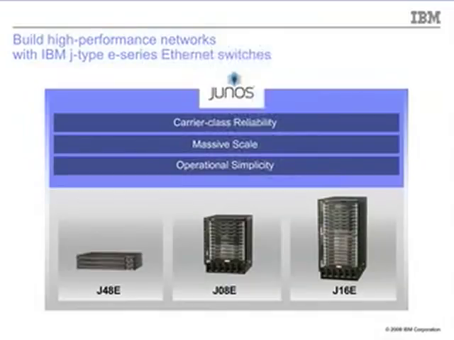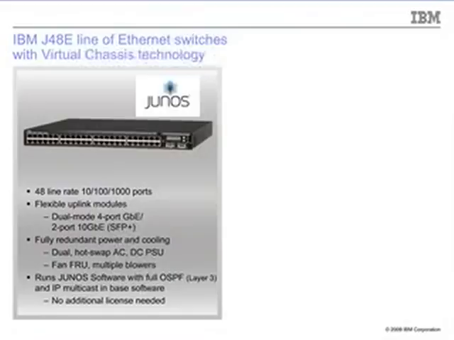They have carrier class reliability, by virtue of being Junos software, which runs in the biggest service providers all over the world. All of these platforms have massive scalability when it comes to security, quality of service, routing, switching, just amazing table sizes to achieve that massive scale. And as we showed with that virtual chassis feature, and we'll get into that in a little more detail, very simple to manage. So let's look at the J48E platform in a little more detail.